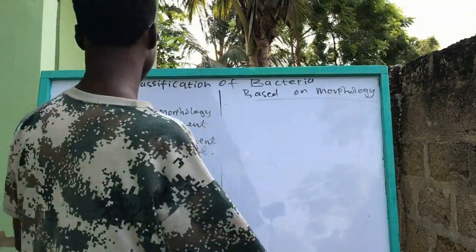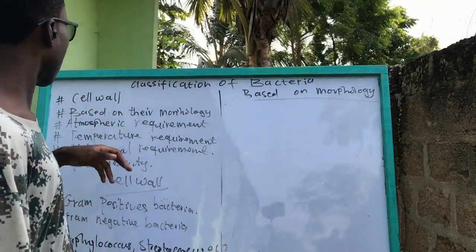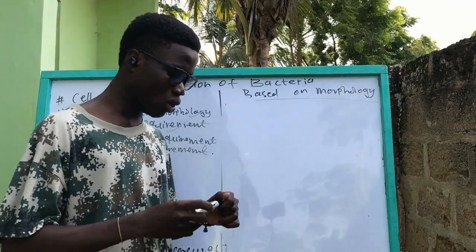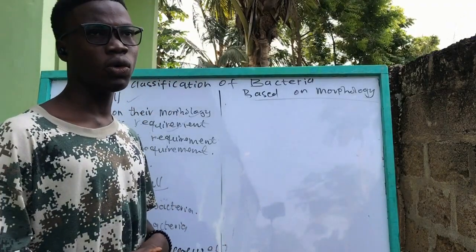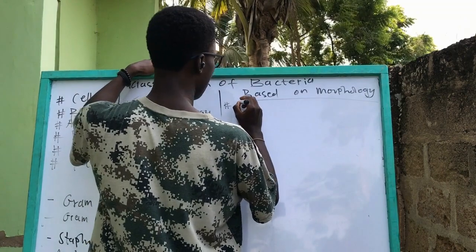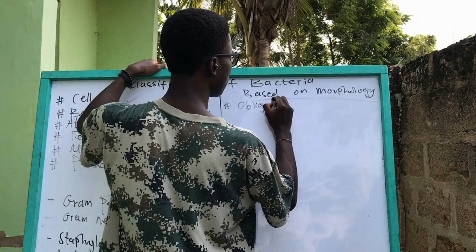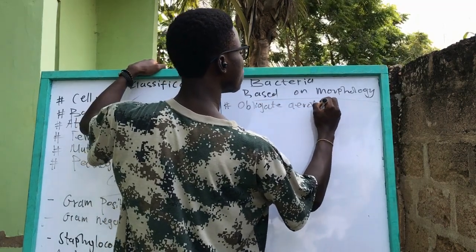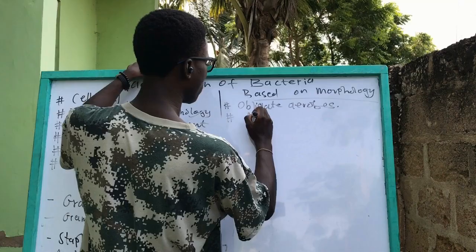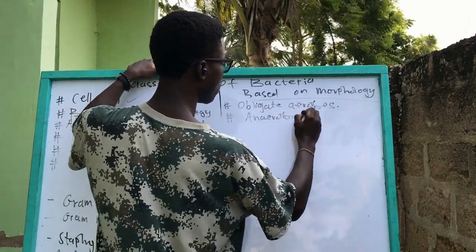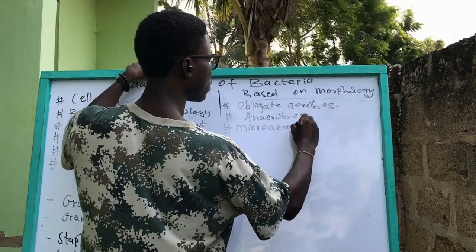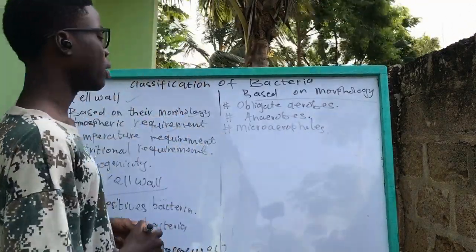Now we are going to classify the bacteria based on their atmospheric requirements. We are done with their cell wall and their morphology. The atmospheric requirements also group bacteria into various forms. So we have the obligate aerobes, the anaerobes, and the microaerophiles.